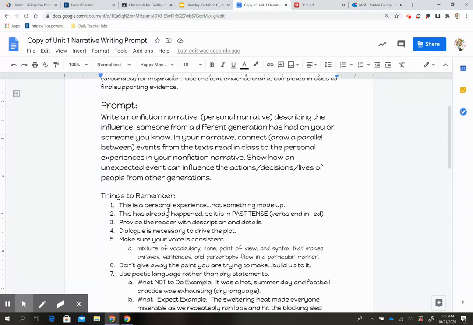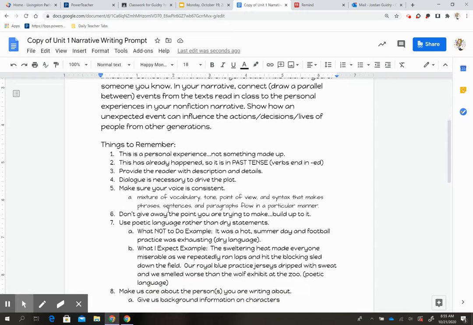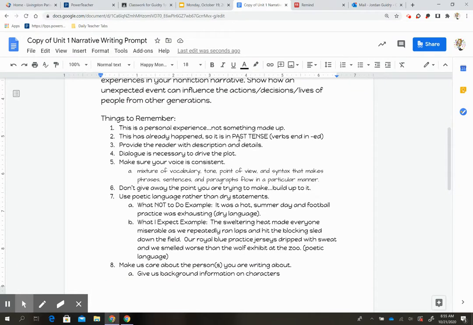It could also be something a little bit more detailed, like how to save money or how to have a good work ethic. If you look, it says things to remember. This is a personal experience, not something made up. This has already happened, so it has to be past tense, which means your verbs are going to end in -ed or be irregular, like flung.